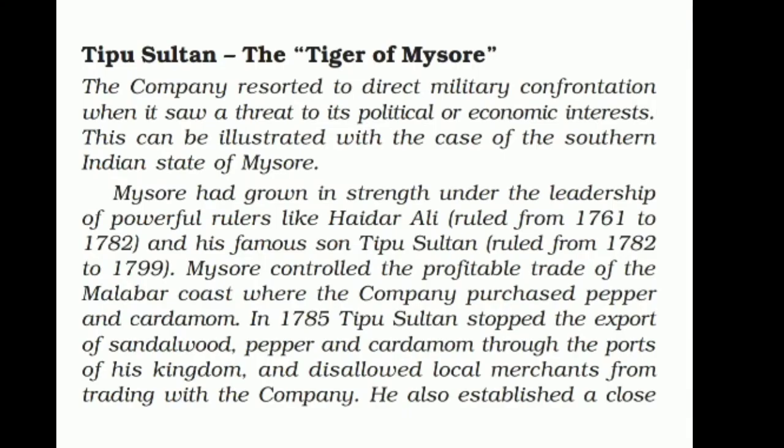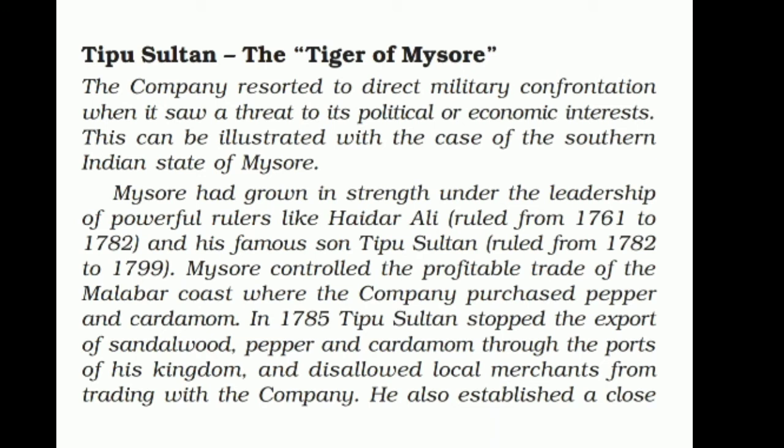Tipu Sultan, the Tiger of Mysore. Mysore was ruled by Tipu Sultan and Hyder Ali. Direct military confrontation occurred in Mysore, and Mysore grew under Hyder Ali and Tipu Sultan. Mysore controlled the profitable trade of the Malabar coast in 1785. Tipu Sultan stopped export of sandalwood, pepper and cardamom. Tipu Sultan established relations with the French and modernized his army.